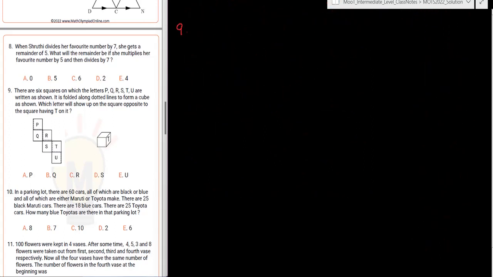Problem number 9. There are 6 squares on which letters P, Q, R, S, T, U are written. It is folded along the dotted lines. Okay, I see the dotted lines here. To form a cube as shown. Oh, basically this is a net and you are forming a cube using this net. Which letter will show up on the square opposite to the square having T on it?